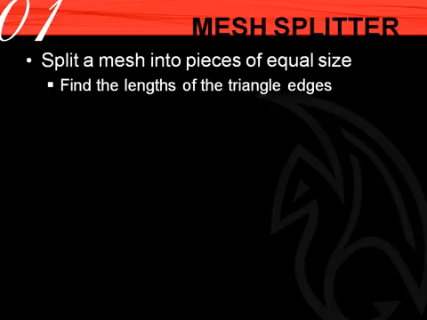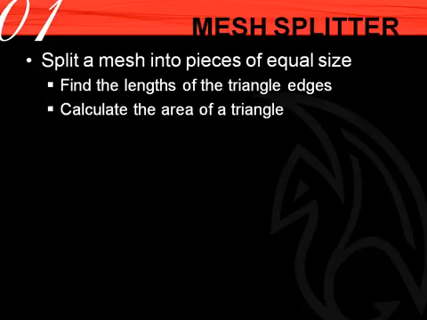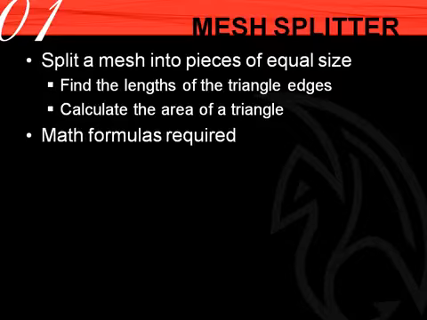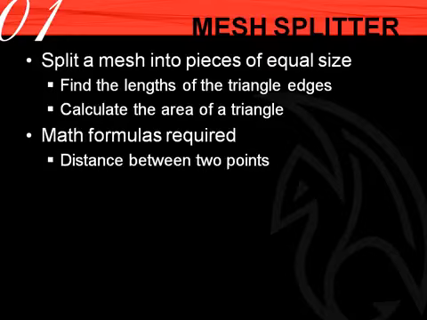So, what do we need to be able to split a mesh up into pieces of equal size? Well, we need to know 2 different things. One, we need to find the lengths of the triangle edges. So go through each triangle and find the lengths of their edges, and then calculate the area of a triangle. So if you know the lengths of the edges of a triangle, then you can find the area of that triangle. So we're going to need 2 math formulas. One of them is going to be the distance between 2 points. That's going to be the length of our edge. Since edges are made up of points, the distance between those 2 points should essentially give us the length of that edge. And then finally, a formula for the area of a triangle.